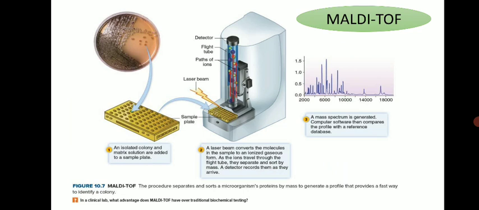So you can see the peaks, and these peaks are different for different protein molecules, and the peaks are generated as per their molecular weight. The molecular weight is calculated in this technique by time of flight, meaning how much time the molecules take after ionization to reach the detector. So this is how the MALDI-TOF instrument works.